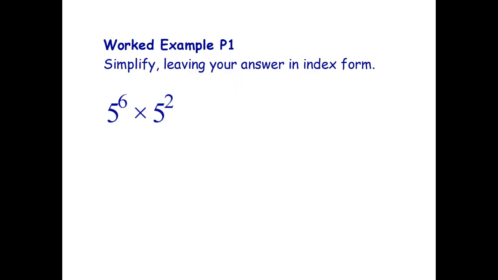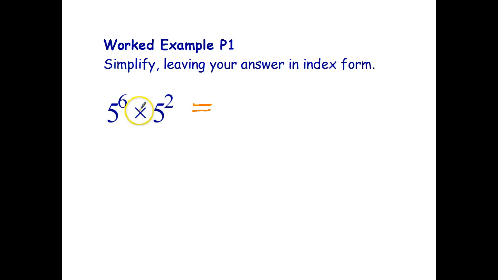Okay, students, now we're looking at some worked examples. So worked example P1, which is the practice one, 5 to the 6 times 5 squared, which is similar to the question that you were asked to do. Now, 2 common mistakes that students make that you need to be aware of.